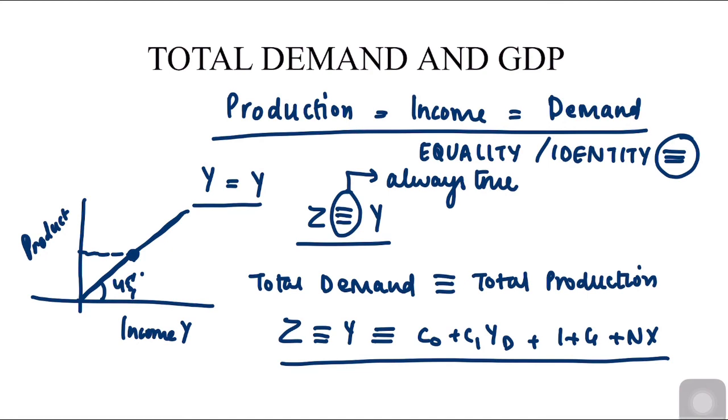So the key takeaways from this video are that GDP has four components, which basically represents the production in an economy. But because this production is somebody's income and that income generates demand, the total production is always equal to total demand. So that was all for this video.